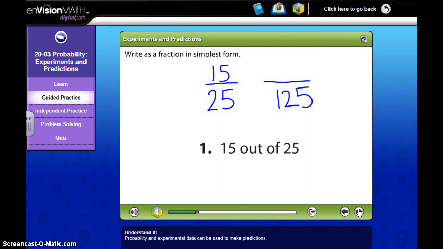About how many do you think I could eat if I had 125 on my plate? Remember, the noodles are smaller now. What do you think, Darius? 75. Tell me what you did. 25 times 5 equals 125, so you have 15 times 5. Does that make sense?